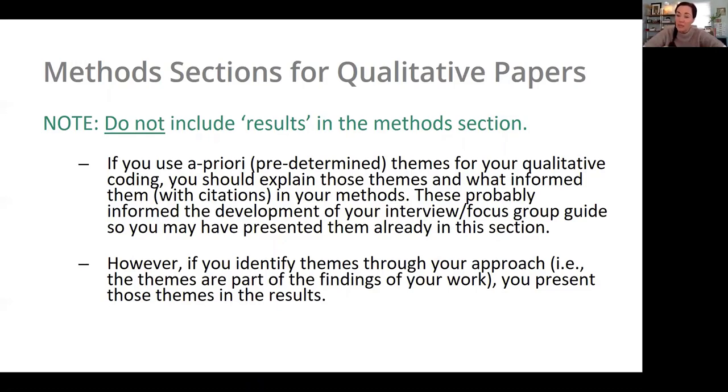However, if the codes are not determined in advance, then actually determining those themes is a finding, and that gets presented in the finding section. So you don't want to describe your themes, if that's part of the finding, until you get to the results section. Next slide.